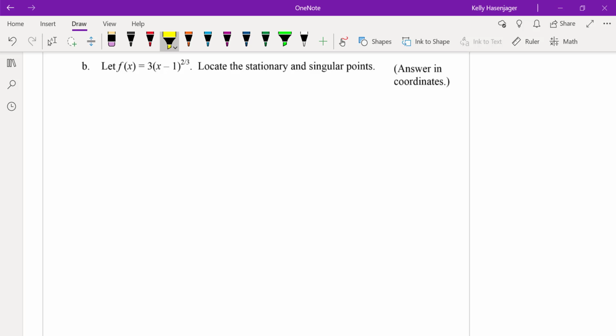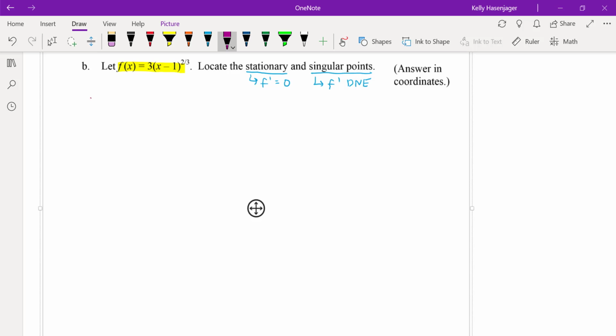This is example 1b. We are given the function f of x is equal to 3 times (x minus 1) to the 2/3 power, and we're asked to find the stationary and the singular points. If we remember, the stationary points are where the derivative is equal to 0, so f prime equals 0, and the singular points are where the derivative does not exist. For both of those, we're going to have to find the derivative. So let's start working on that.